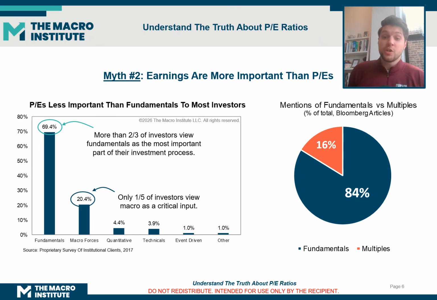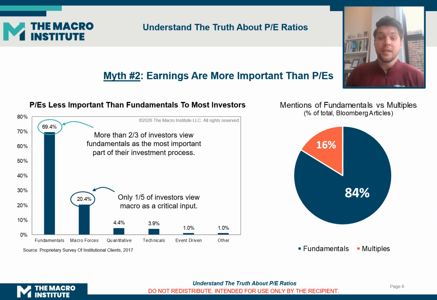Now again, as I mentioned earlier, most students spend way more time learning about earnings than they do market multiples. And this also shines through when you talk to investors. So this was a survey we did here on the left of our clients in 2017. And if we replicated this today, I'm sure it would be a very similar outcome. We asked what they thought the most critical input was to their investment process. And almost 70% of them said fundamentals, which in this case is a proxy for earnings. And only 20% said macro forces, which in this case was a proxy for PEs.